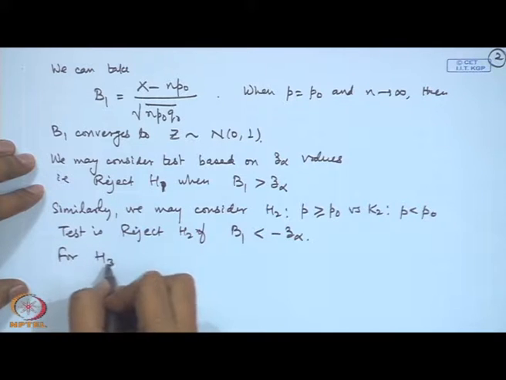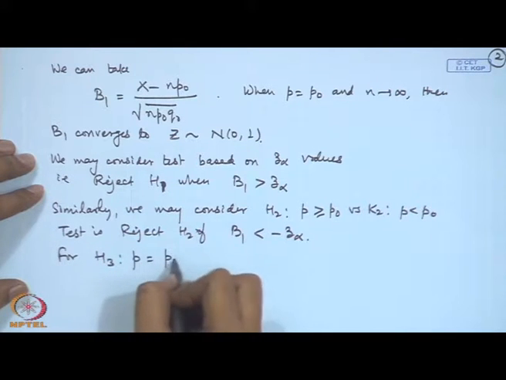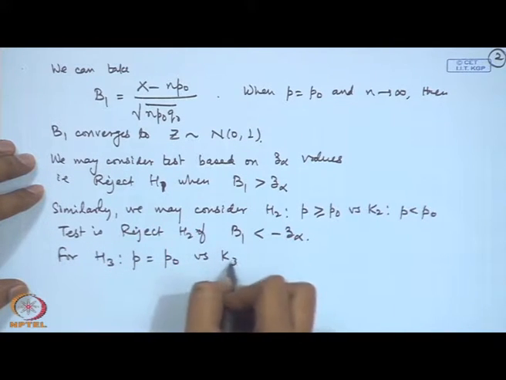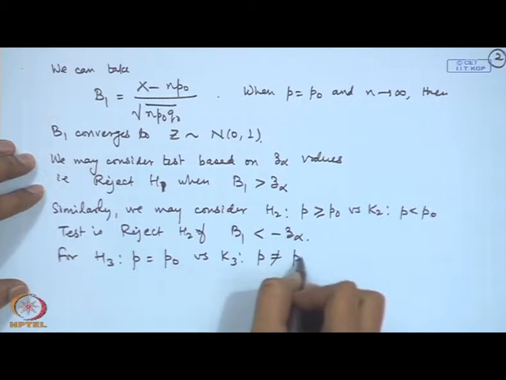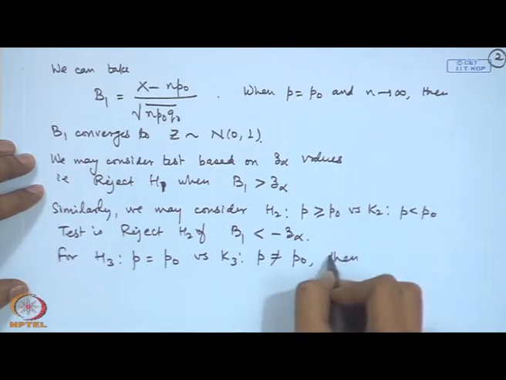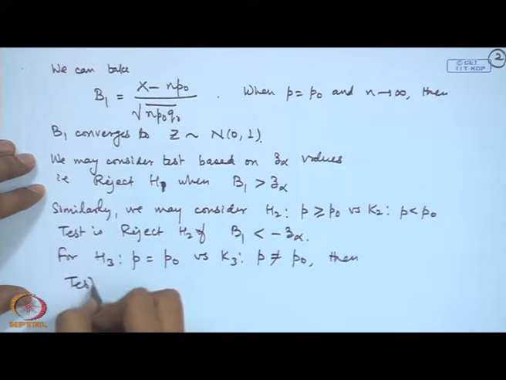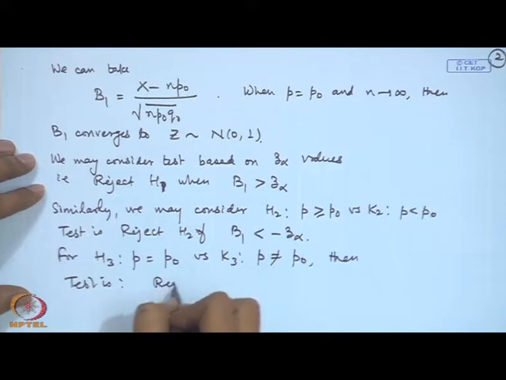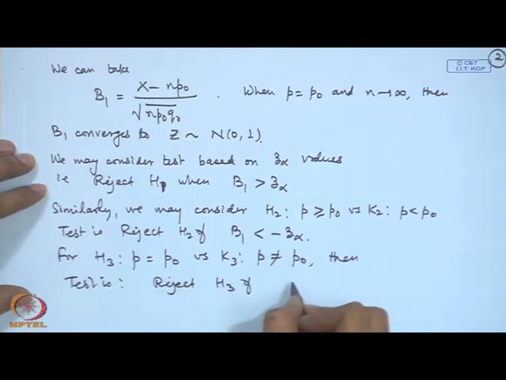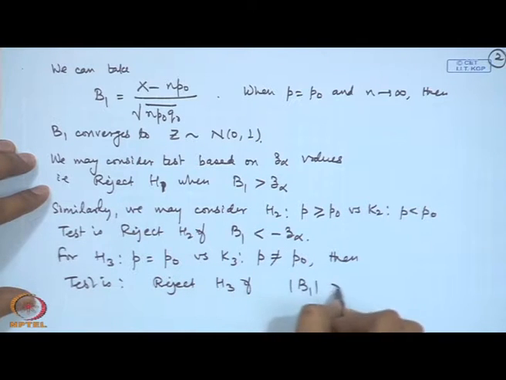And if I consider the hypothesis p equal to p naught against p not equal to p naught, then the test is: reject H 3 if modulus of B 1 is greater than or equal to z alpha by 2.